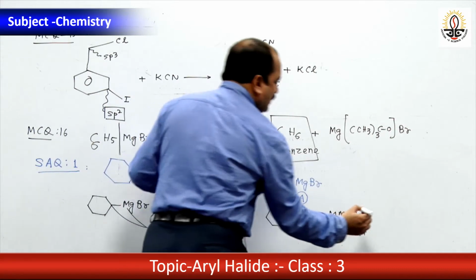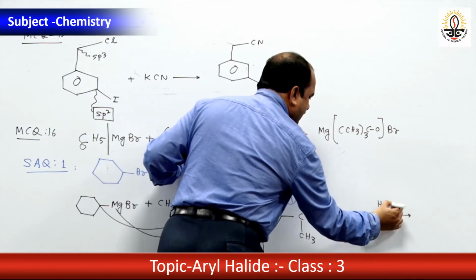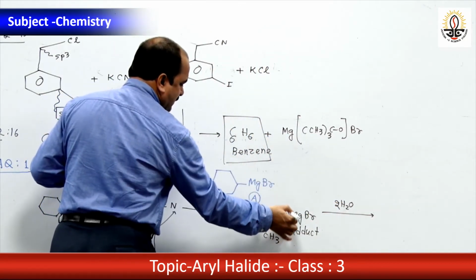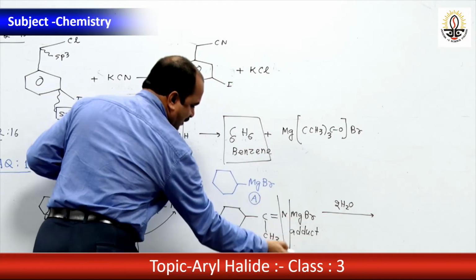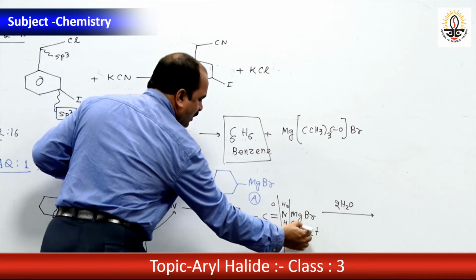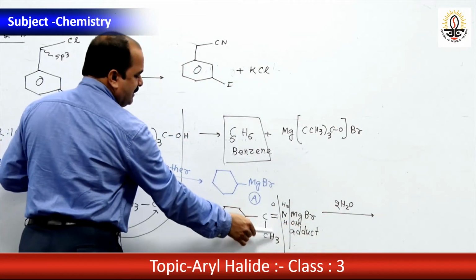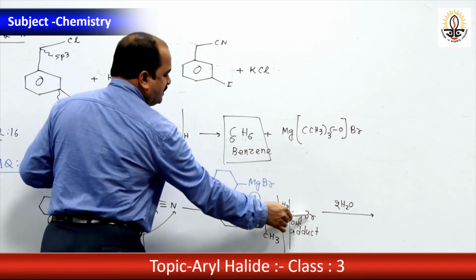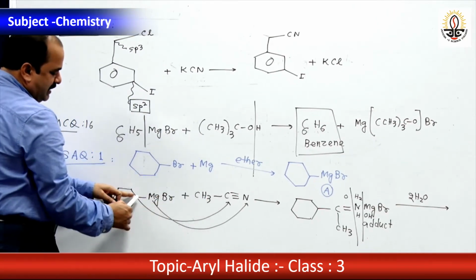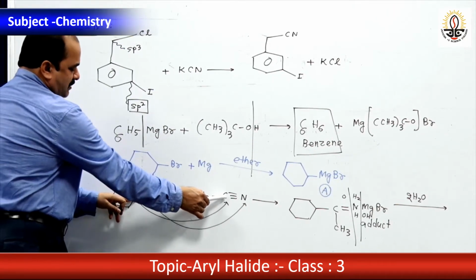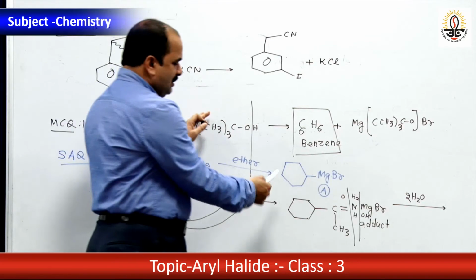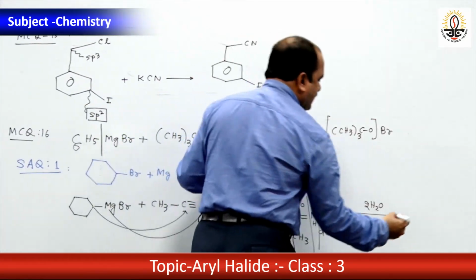When this adduct undergoes hydrolysis, complete hydrolysis requires 2 moles of H2O. It is cyclohexyl C CH3 double bond N MgBr. This is the adduct. How is the adduct formed? This carbon is very active, so the alkyl part of the Grignard reagent bonds to this carbon and MgBr comes to nitrogen, and the triple bond is converted to a double bond. So this adduct undergoes hydrolysis to give a ketone.